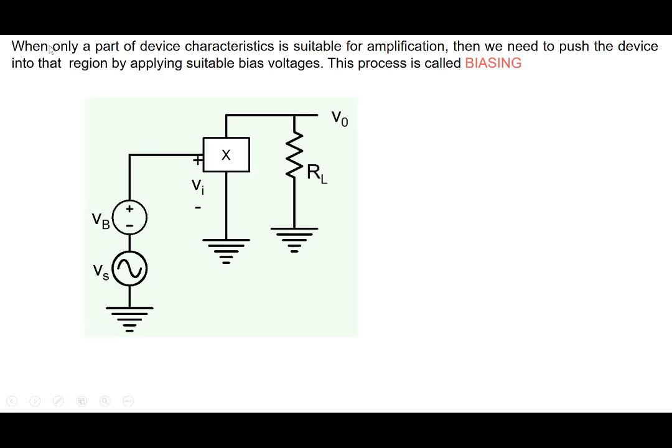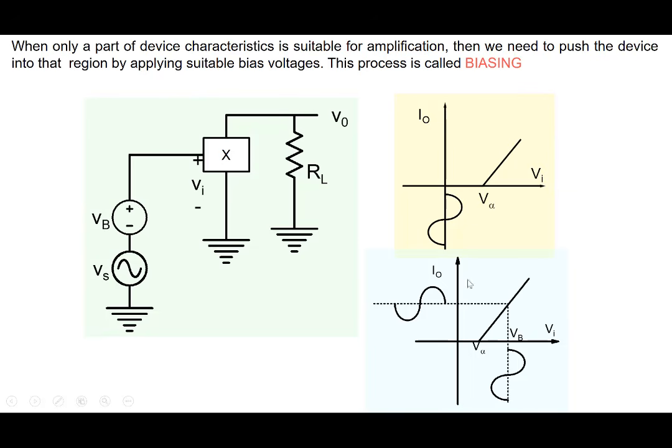This is an important point: when only a part of the device characteristics is suitable for amplification, we need to push the device into that region by applying a suitable bias voltage. This process is called biasing. All transistors that we have are non-ideal transistors, so biasing is an essential element of all amplifiers. So what is the goal of biasing? Non-ideal transistors have a region in their operational characteristics where they are suitable for amplification, and the purpose of the biasing voltage is to push the transistor into that particular region.